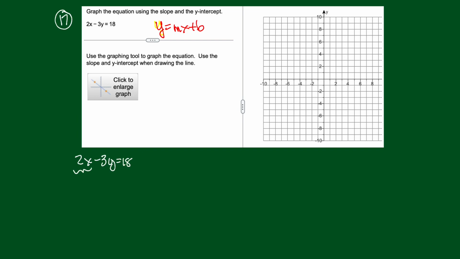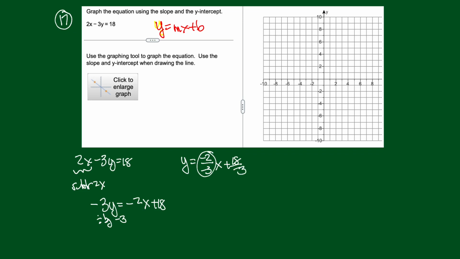All right, let's eliminate this from this side. So the plan is to subtract 2x. So 2x minus 2x is gone. We'll get negative 3y equals negative 2x, and then a plus 18. Now, divide by negative 3. Negative 3 divided by negative 3 is 1. So I'm going to get y equals negative 2 over negative 3, x plus 18 over negative 3.